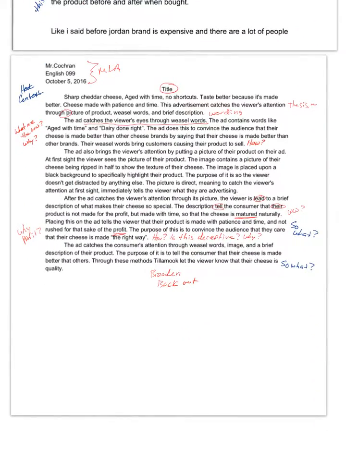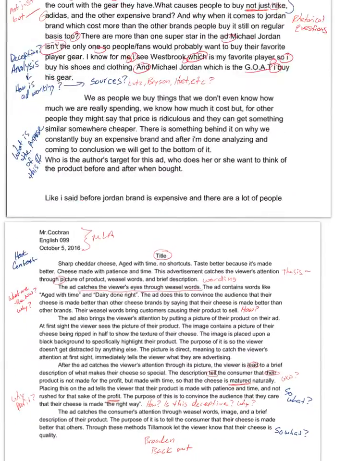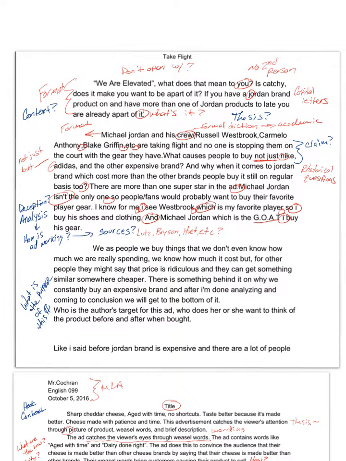If we look at this paper, it has basic claims. Again, it's fine that they're basic right now. We're just looking for a starting point to start improving them. So you can see the ad. You can see here, "The ad also brings the viewer's attention by putting a picture of the product on the ad." So this tells me that this paragraph is going to explain how the picture draws the reader's attention. That's a claim. What is this paragraph going to prove to me? So you want to make sure they've got claims.